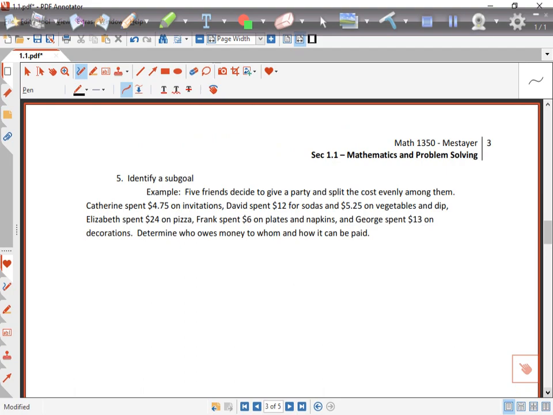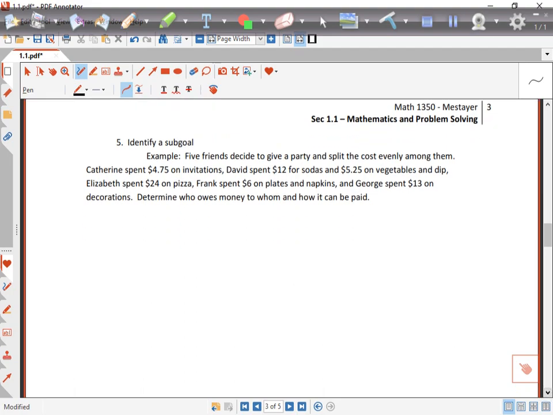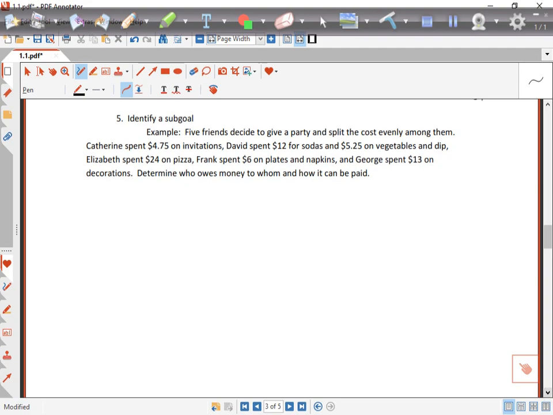Okay, the next one, identify a sub-goal. Sometimes your problem asks for a lot, and it might be easier to break it down into little pieces. So we have 5 friends who decide to give a party and split the cost evenly among them. Catherine spent $4.75 on invitations. David spent $12 for soda and $5.25 on vegetables and dip. Elizabeth spent $24 on pizza, Frank spent $6 on plates and napkins, and George spent $13 on decorations. Determine who owes who money and how it can be paid.